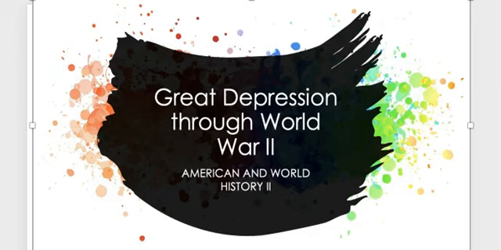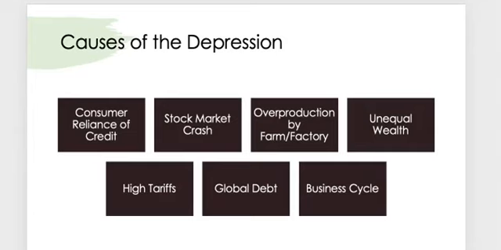Now, with that, of course, we also know that that boom period couldn't last forever, and eventually the bubble did burst. With that, we can talk about the causes of the Great Depression. We're going to talk about this in the sense of the United States, where we can see the stock market crash of Black Thursday. But of course, we'll also talk about the worldwide ramifications as well.